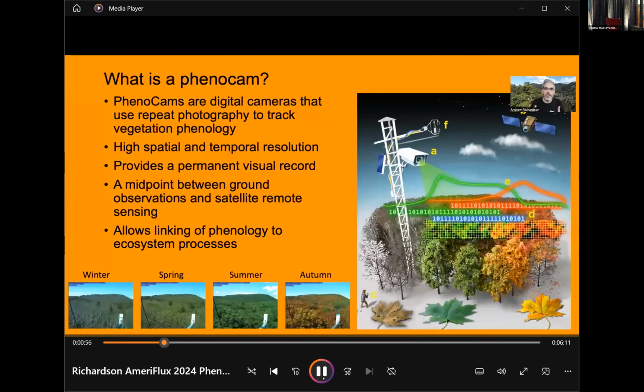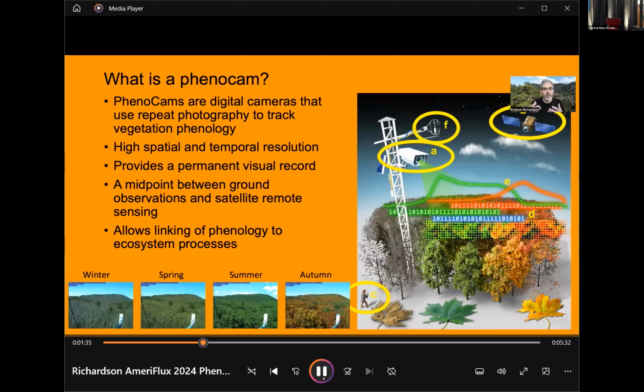So phenocams are basically just digital cameras that are used to track vegetation phenology using repeat photography. And we've been using phenocams to link across different scales, from leaf level as seen by a human observer to ecosystem level as seen by satellite sensors orbiting the Earth. And then we also have used these data to facilitate analyzing connections between ecosystem phenology and ecosystem processes related to the exchanges of carbon, water, and energy as measured with tower-mounted flux instruments.